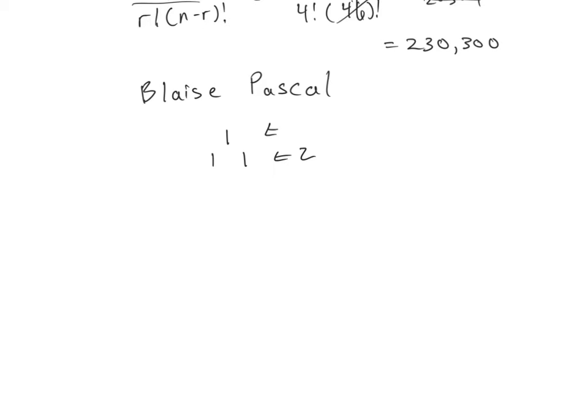We add them together. So 1 plus 1 makes 2, right? And then the exterior is always 1. 2 plus 1 is 3. And then we put in ones on the exterior. 3 plus 1 is 4. And 3 plus 3 is 6. And 4 and 1. And this can keep on going for infinity. So we'll just write down some of these here.